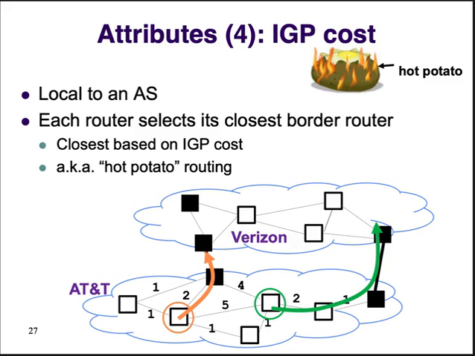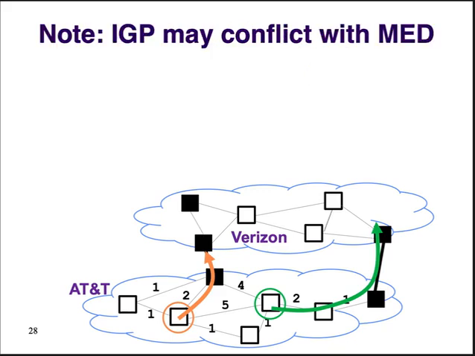Yeah? Why do the MED fields matter if, for example, AT&T sends it back up to the left router? What choice does Verizon have except to accept it? Just accept it. Yeah, so that was exactly the next point. So hold on, let's come back to see if you still have the question when we're done with this.